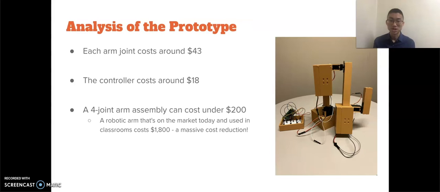The cost of the prototype was quite low. Each arm joint cost around $43 and the controller cost around $18. This means that a 4-joint arm assembly can cost under $200. And if you compare that with what's on the market today, I've used a robotic arm in a classroom that costs $1,800, which is a massive cost reduction.